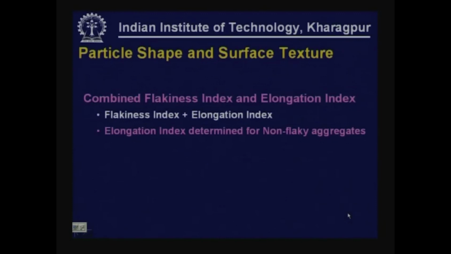The Ministry of Surface Transport normally gives specification in terms of what is known as the combined flakiness index and elongation index. This is flakiness index plus elongation index, but in this case the elongation index test has to be conducted on non-flaky aggregates. That is, after conducting the flakiness test, the non-flaky aggregates have to be taken for conducting the elongation index test. Then both the indices will have to be added.